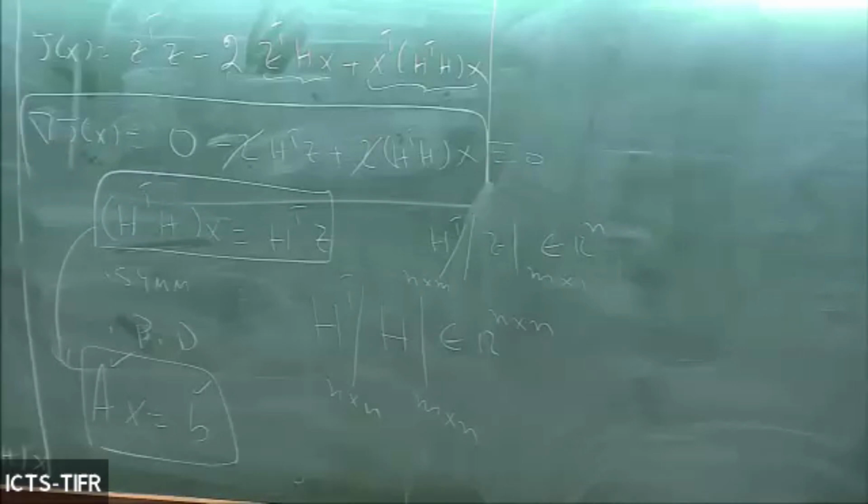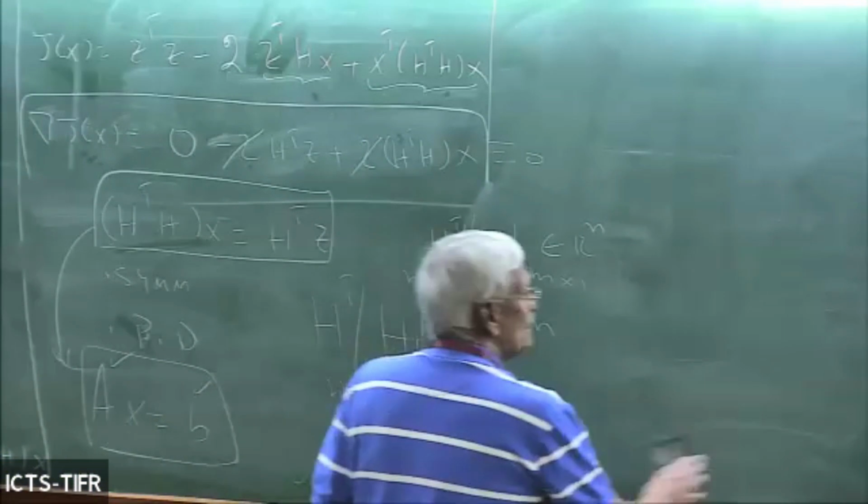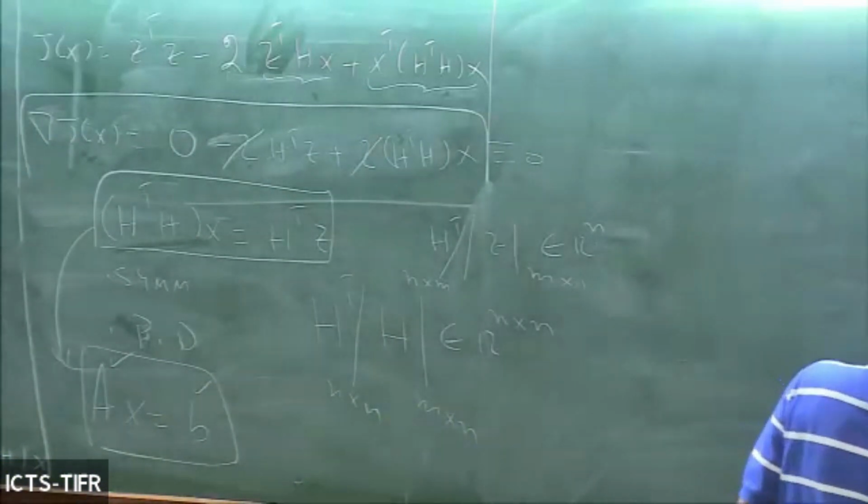You remember for the two variable problem which I gave you as a homework problem, we got two equations and two unknowns. That's a homework. I want you to do that. Please do. That's how you can relate the things. Now, before I go further, I want to talk about the second derivative.